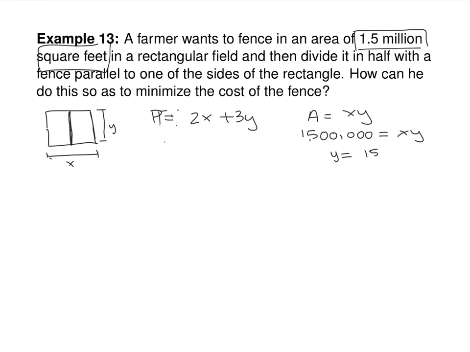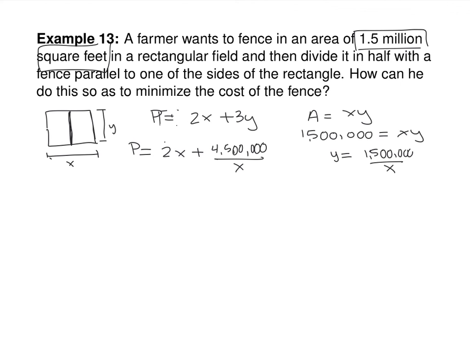Y will equal 1.5 million over x. And my P is 2x plus 4.5 million over x. Could you keep it as a decimal and then add- No, it doesn't work. I tried. It's because of the complication with the square units, so definitely not.